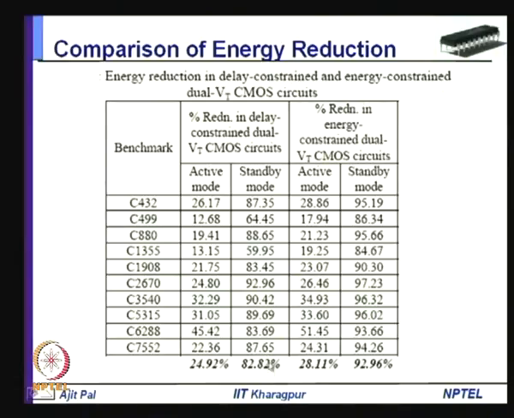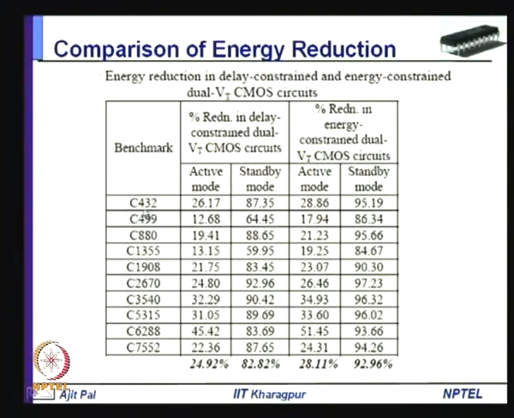So, the first one, as I told, is the delay constant approach, where, as I mentioned, there is a reduction in leakage power by 82.82%. On the other hand, in case of the energy constant approach, you can see there is a reduction in leakage power by 92.96%. So, you can see more than 10% additional reduction in leakage power if you can accept a small increase in delay.